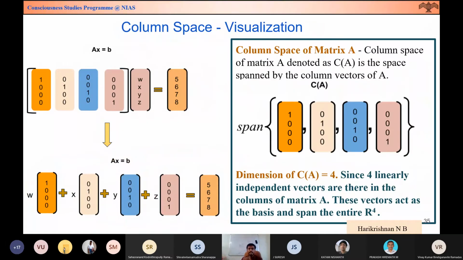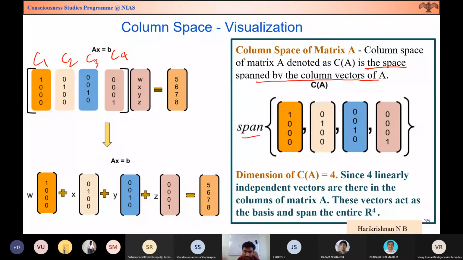So now let us try and understand something called column space. Every matrix has something called column space. Column space is the space spanned by the column vectors of A. You can see here, I have written it on the right side: the space spanned by the column vectors of A. We write span of the columns of A. So this is column 1, column 2, column 3, column 4. Span is nothing but the linear combination of these column vectors.